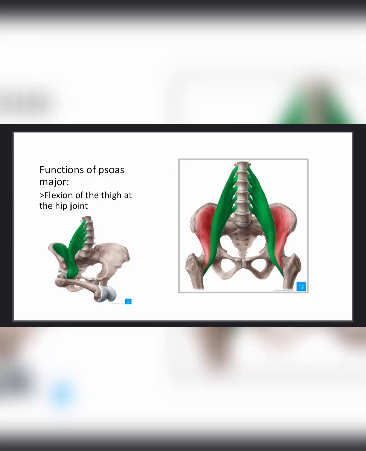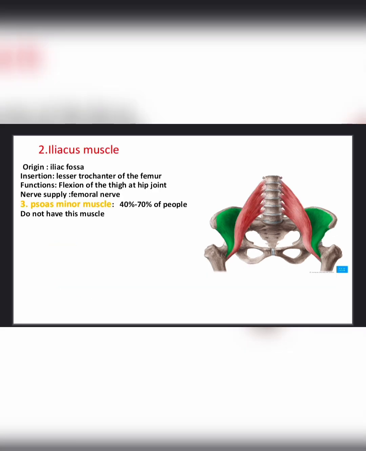The main function of the psoas major muscle is flexion of the thigh at the hip joint. It is one of the primary flexor muscles of the hip and plays an important role in walking, running, and other lower limb movements.